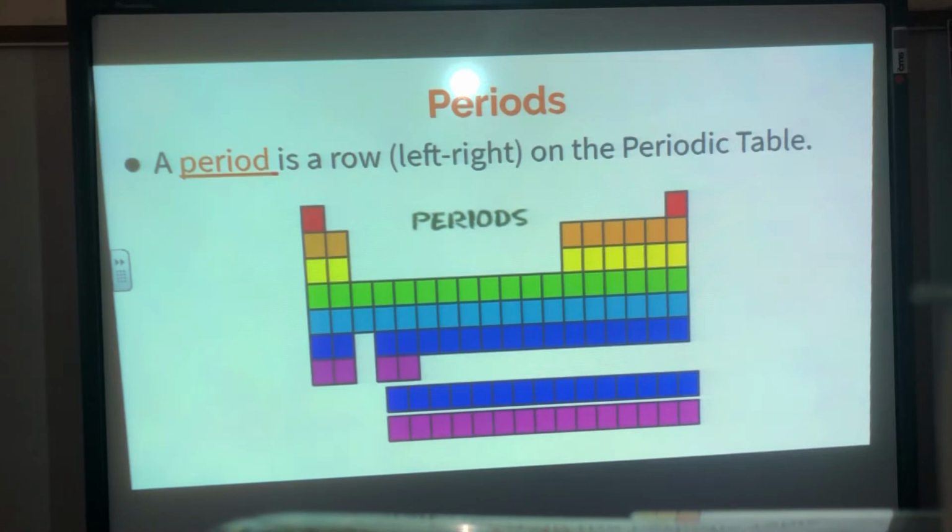A period is a row, left to right on the periodic table. You can see like the red, that's a period. The orange is a period. The yellow, the green, the light blue, the dark blue, the purple. Now these guys, remember, if you look on the back on ours, there is a star there and a two-star there, and it goes right up here. So normally they would be there.